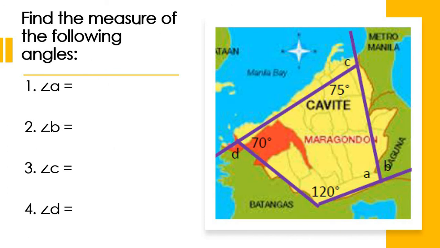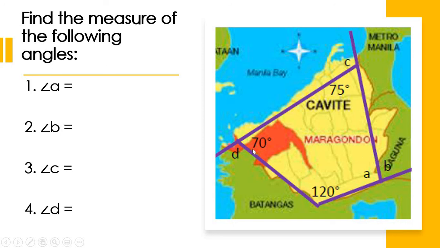For our last practice, find the measure of the following angles. So we have here a map of the Cavite province. Okay? Given na meron tayo ditong four-sided polygon. So we have to find the measure of angle A, angle B, angle C, and angle D. Given na meron tayong mga measurement dito. So for the angle A, ayan. So which is an interior angle.